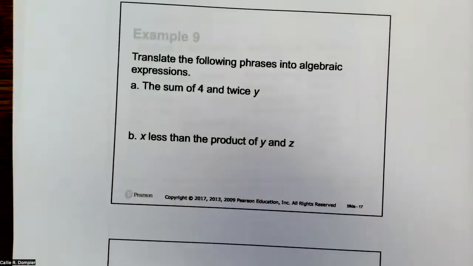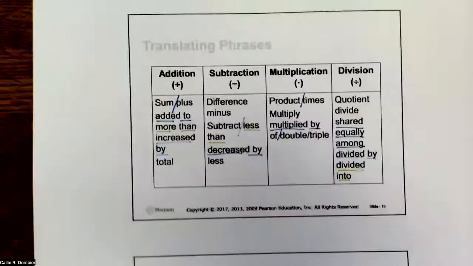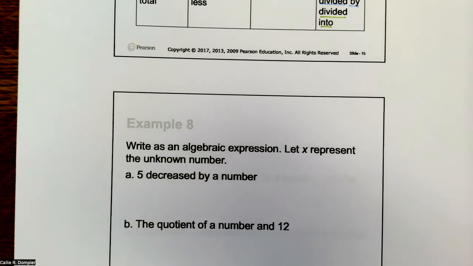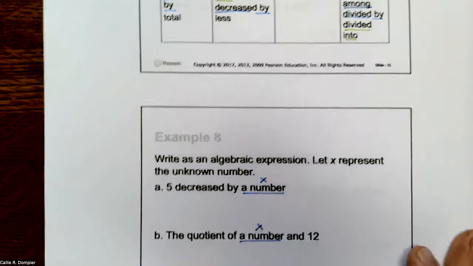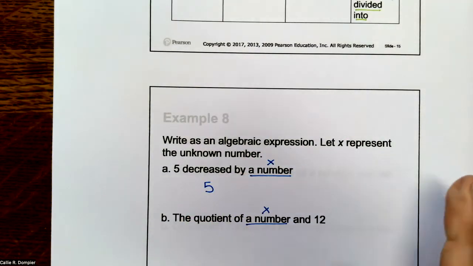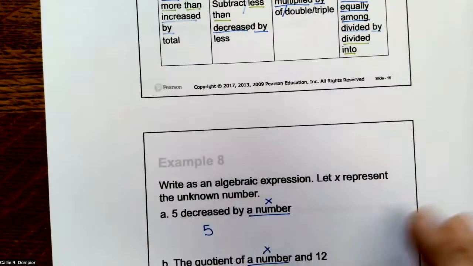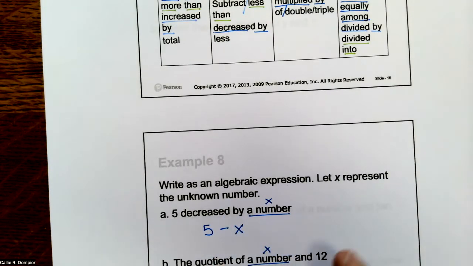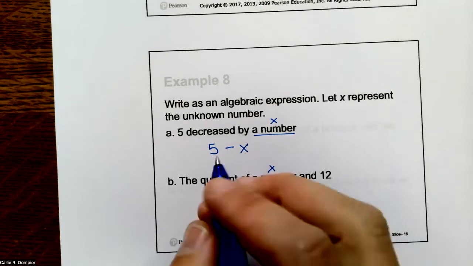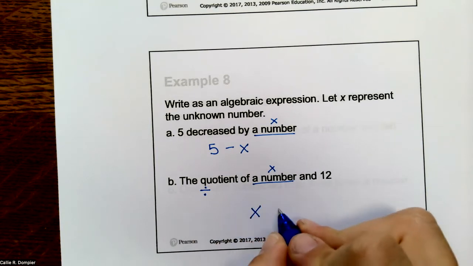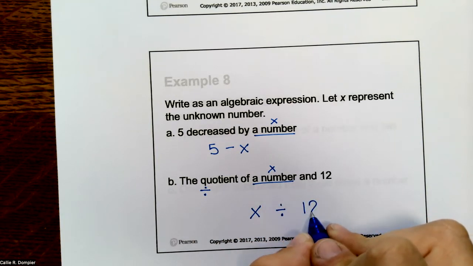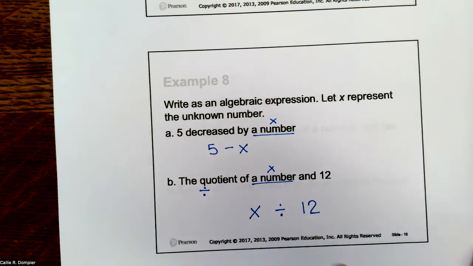So let's look at our last 6 examples. Write as an algebraic expression. If you have an unknown number, write it as x. So 5 decreased by a number. A number is going to be our x. A number is our x, okay? 5 decreased by a number. And it's just an expression, so we don't need an equal sign. The quotient of a number and 12. Remember, it's the order in which you see it. A number and 12, and the operation is quotient or divide.